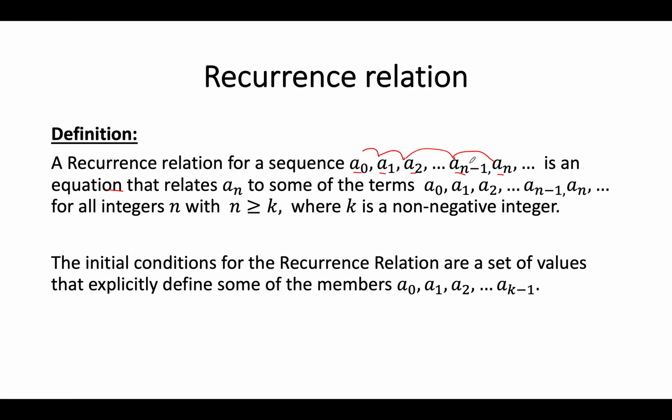And we have something else, the initial condition, where we usually represent it as a0. So the initial condition for the recurrence relation is a set of values that explicitly defines some of the other members. Recurrence relation is the equation that relates each term in a sequence to others, and we have something called initial condition. It might be one, which is usually considered as a0, or it might be more than one initial condition. And we will see this more deeply in the upcoming examples.